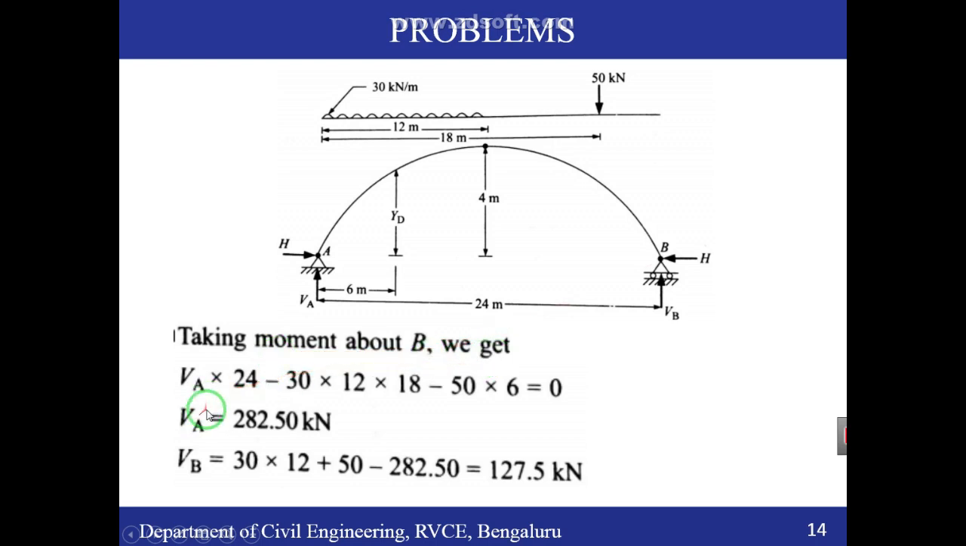So now you arrive at this solution where VA will be equal to 282.5 kilonewton. Once you subtract this 282.5 from the summation of vertical forces, that means 30 into 12 plus 50 minus 282.5, then you will get a value of 127.5, which is nothing but the value of the support reaction VB. So VA will be 282.5 and VB will be 127.5 kilonewton.